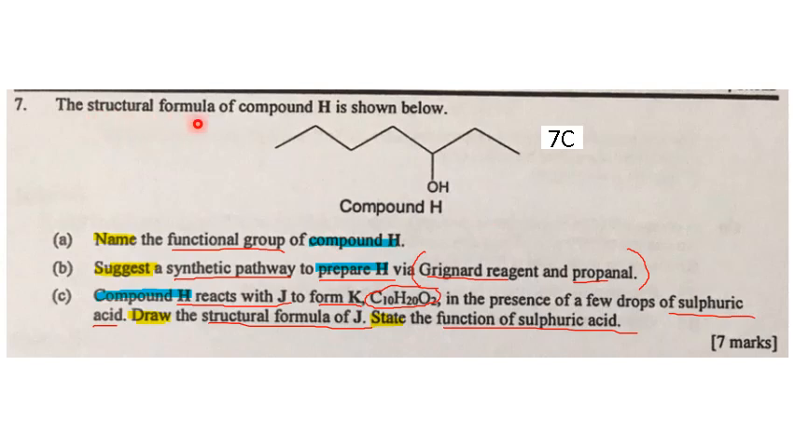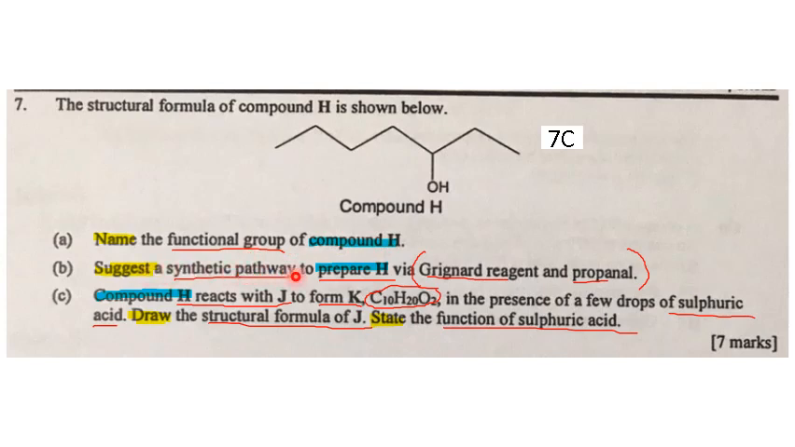Okay, the structural formula of compound H is shown below. Let's check the number of carbons: C1, C2, C3, C4, C5, C6, C7. Heptanol. The alcohol is at position number 3, so it's 3-heptanol. Okay, name the functional group of compound H, no problem, simple question.